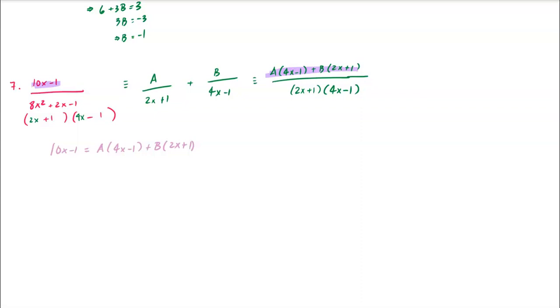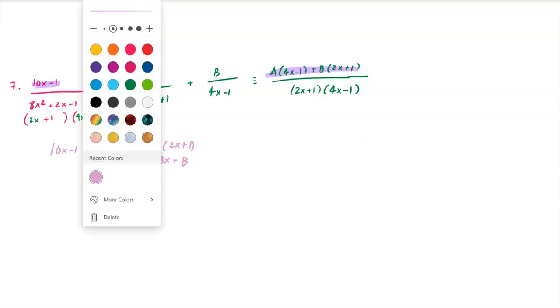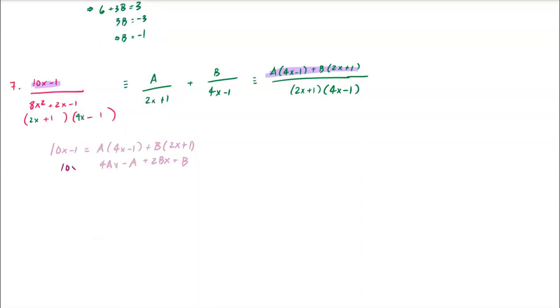Okay, so let's go ahead and distribute: 4ax minus a plus 2bx plus b. 10x minus 1 equals, let's go ahead and group the x's together, plus 2bx minus a plus b. We have x times 4a plus 2b, minus a plus b.